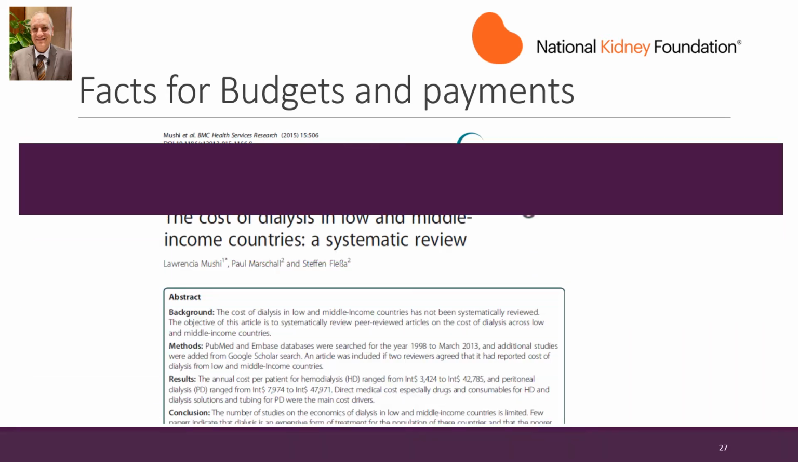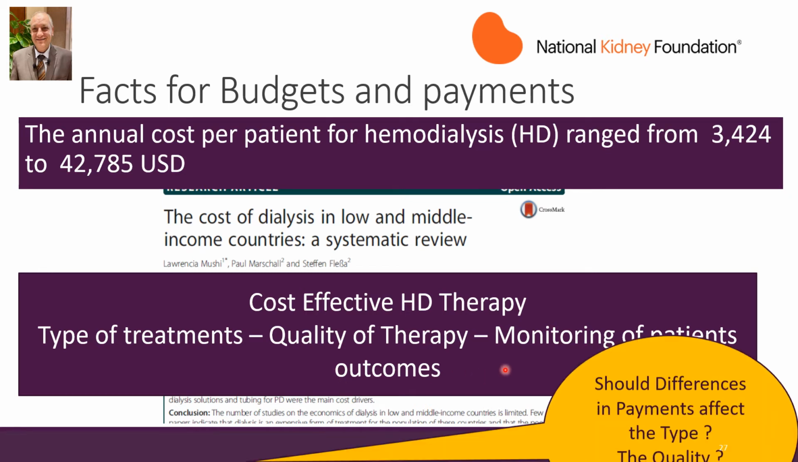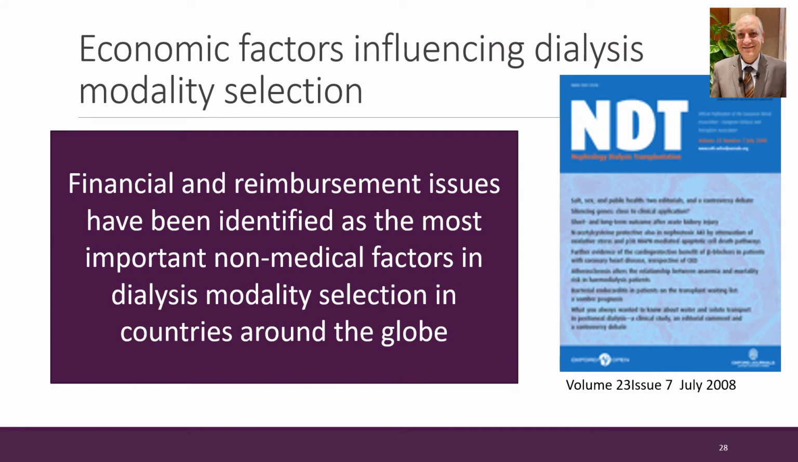The budget and payments. The cost-effective hemodialysis therapy, type of treatments, quality of therapy, as well as the drugs and monitoring of patients, all of that improve the outcome. Should differences in payment affect the type, the quality, the outcome of hemodialysis and the medication taken by patients on maintenance hemodialysis? My answer is yes. Financial and reimbursement issues have been identified as the most important non-medical factors in dialysis modality selection in countries around the globe.